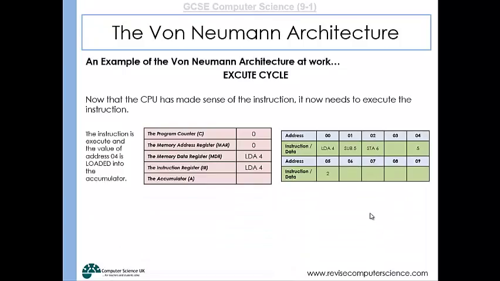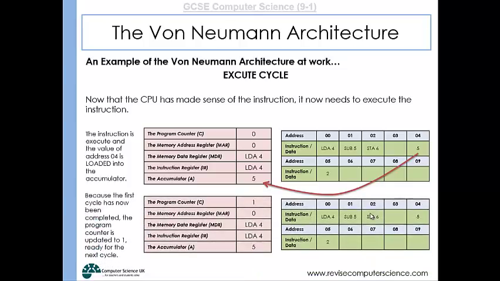So the CPU will do exactly that. It will load the contents of address 4 into the accumulator. So it goes back to the RAM and gets the data that is in address 4, which is the number 5, and that is put into the accumulator like so. The program counter increments on to 1, and that's the end of the first fetch, decode, execute cycle. So 5 has been put into the accumulator. We've effectively loaded the data from address 4.